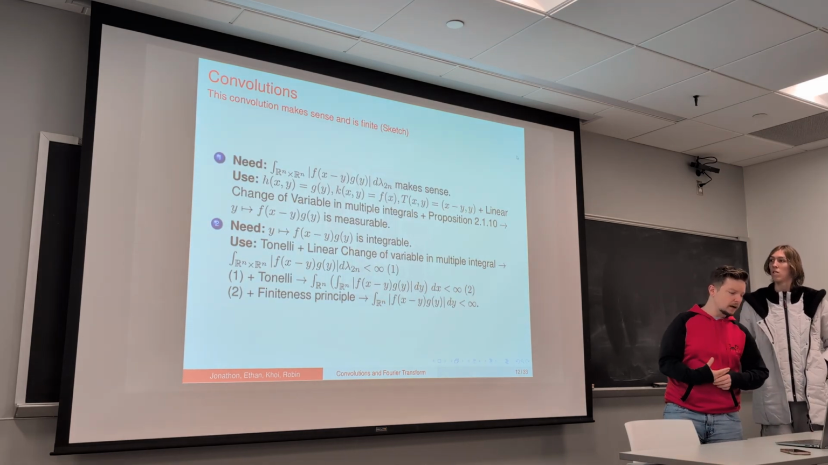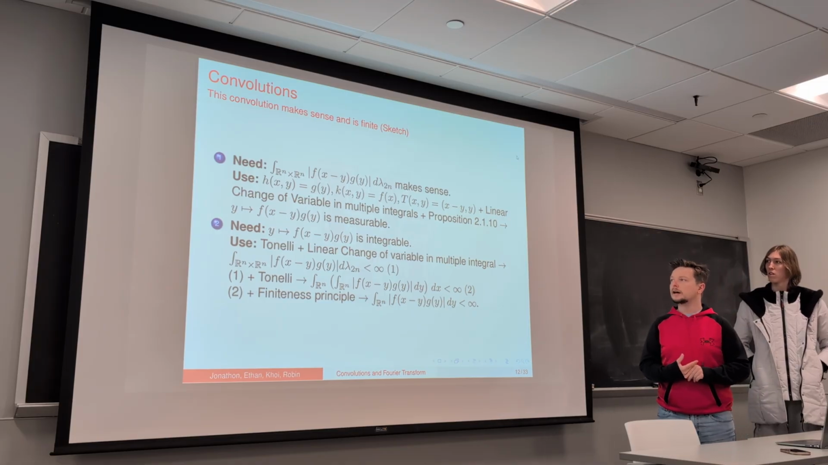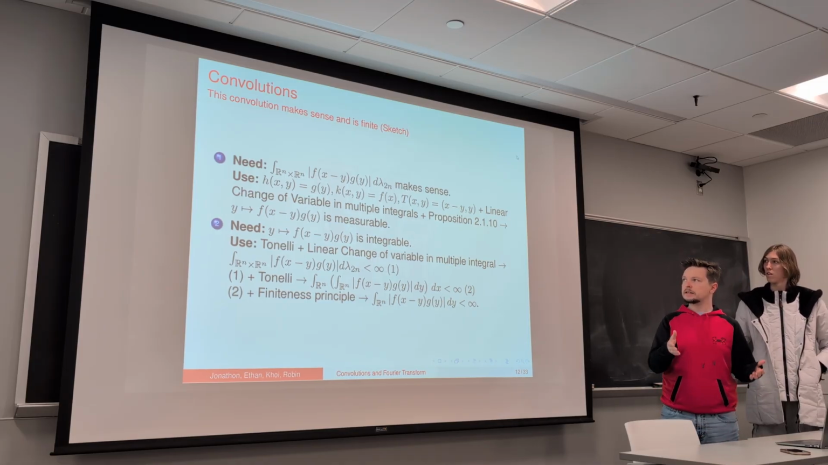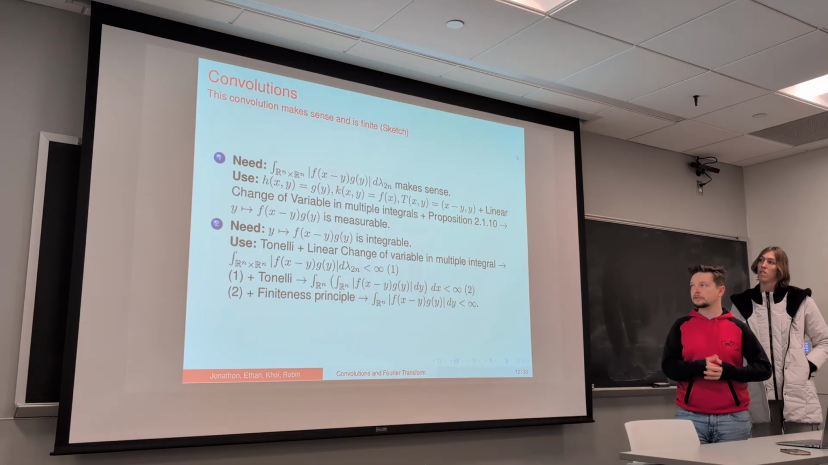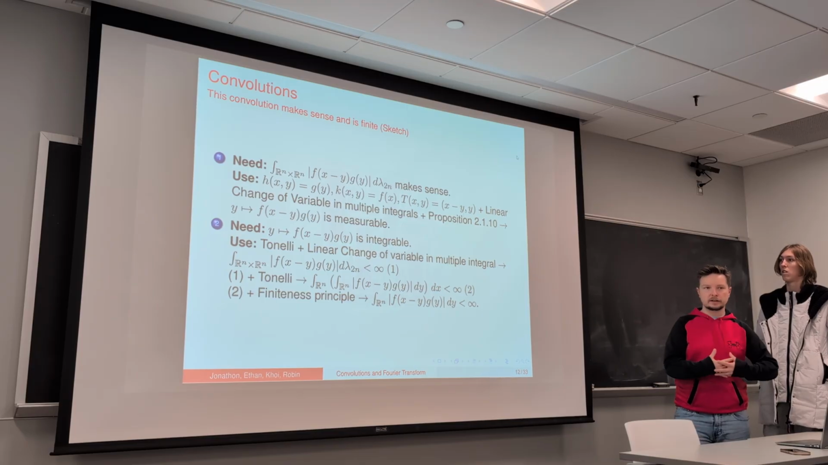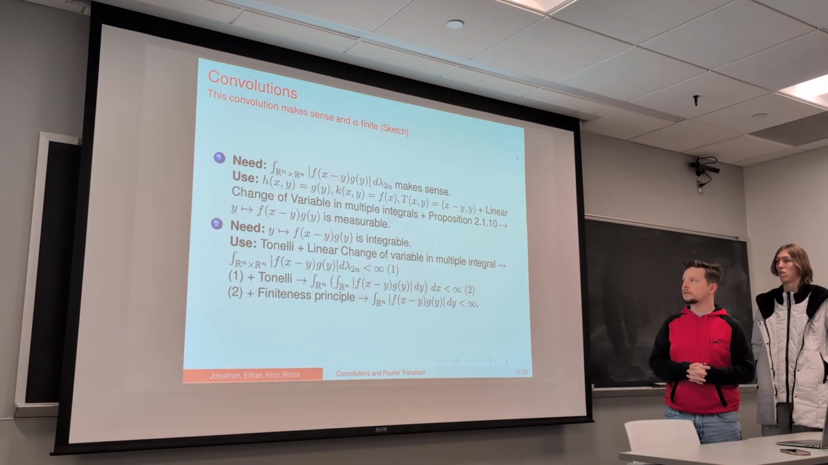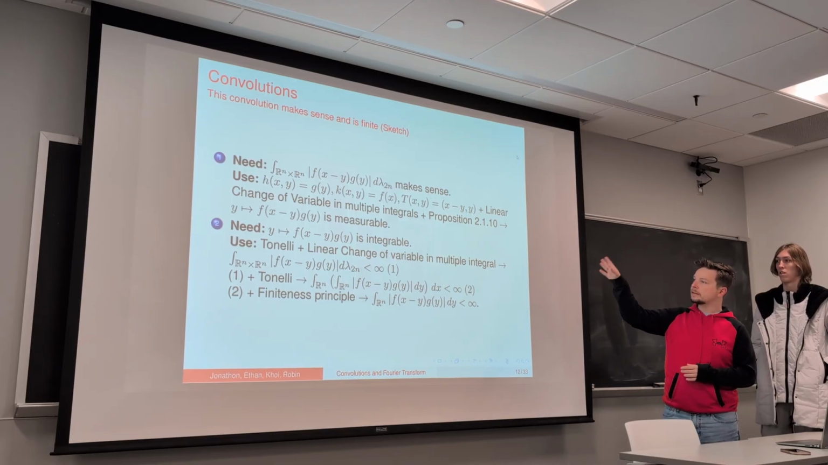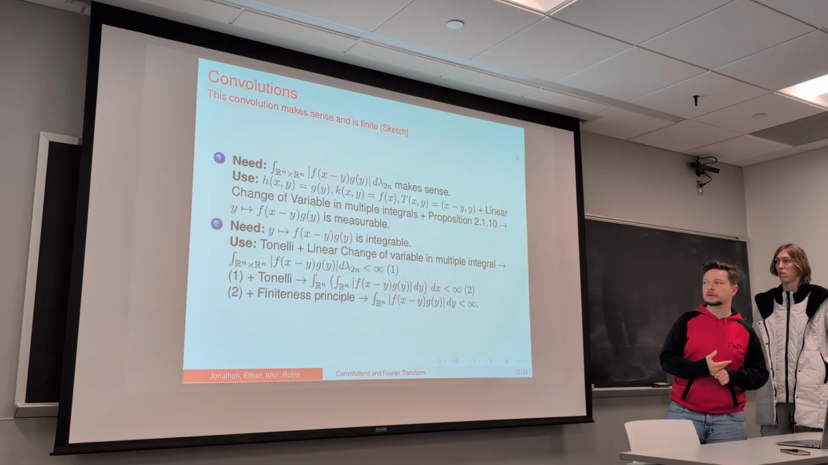Just for why convolutions make sense and are integrable, the big thing is that f and g are already in L1, or in that proposition when they're in L^p and L^q. f of x minus y times g of y is just a composition of functions, and we're multiplying them. So we use the linear change of variables and that proposition 2.1.10 to get that f times g is going to be measurable.